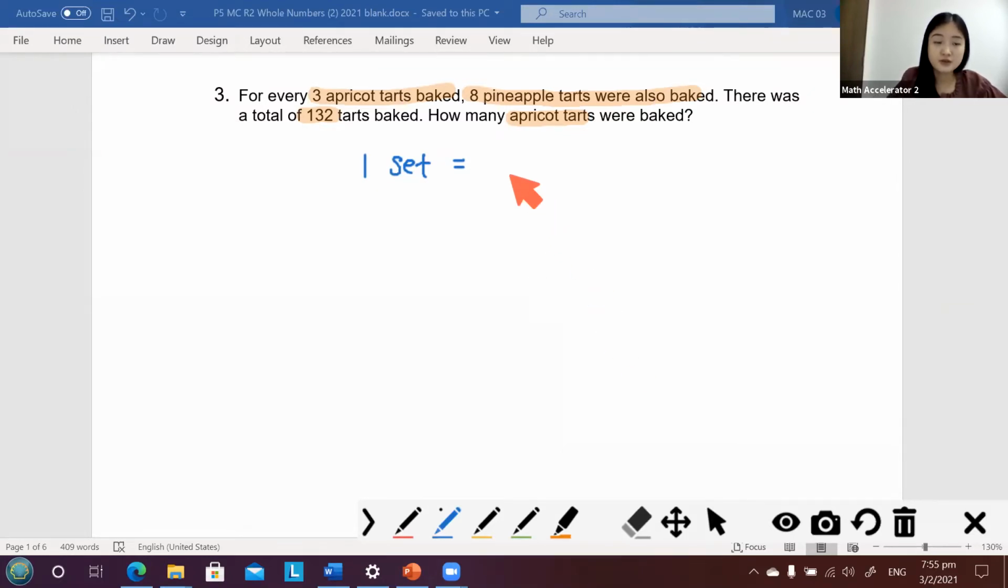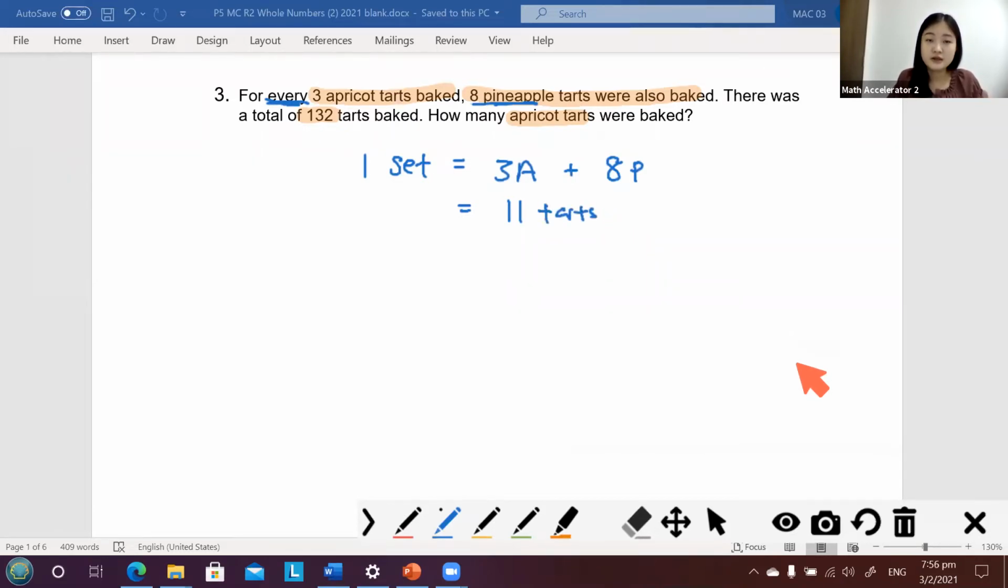Okay, so 3 plus 8. Yes, so in one set you have 3 apricot tarts and 8 pineapple tarts. Because every time you bake 3 apricot tarts, you also bake 8 pineapple tarts. So it's always that one set. You bake 3 and then you also bake 8. So the total number of tarts would be 11. Yes, 3 plus 8.